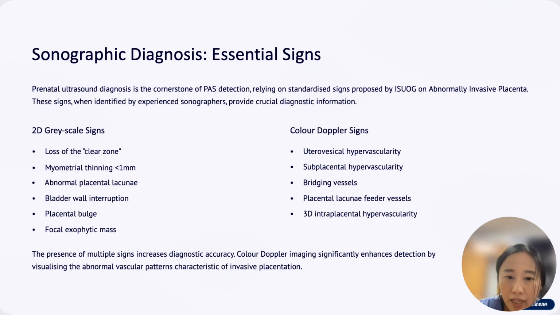With color Doppler, we can enhance our imaging. We can see hypervascularity, either uterovesical or subplacental hypervascularity, bridging vessels, placental lacunae feeder vessels, and 3D hypervascularity. The presence of multiple signs increases diagnostic accuracy, and color Doppler imaging will enhance detection by visualizing the vascular pattern characteristic of invasive placentation.